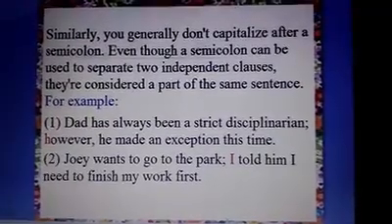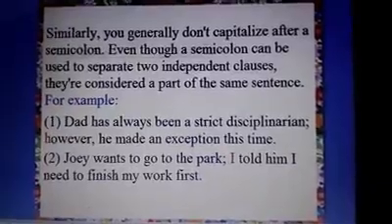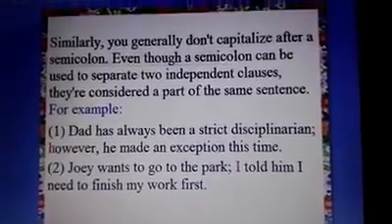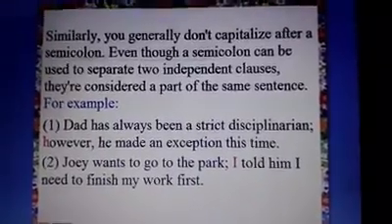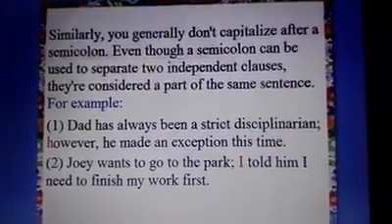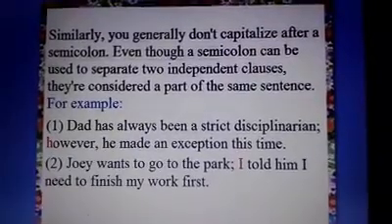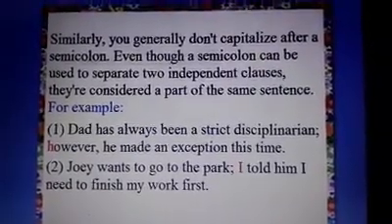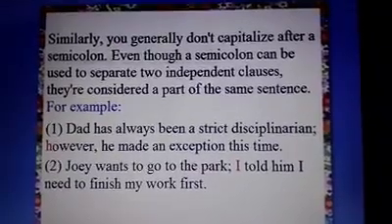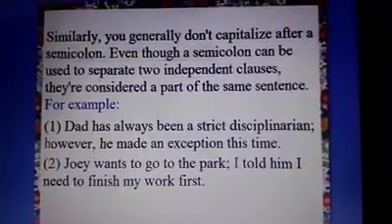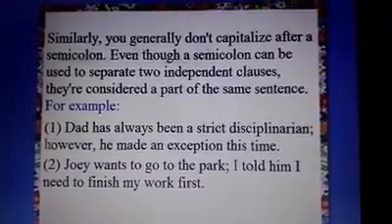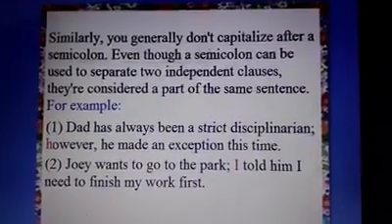Second sentence: Zoe wants to go to the park; I told him I need to finish my work first. So Zoe wants to go to the park, it is the first clause, and the second one is I told him I need to finish my work first. So the second clause starts with a capital letter. Why? It is I. I is always used in capitalized form. And we have another rule here that we will discuss completely.